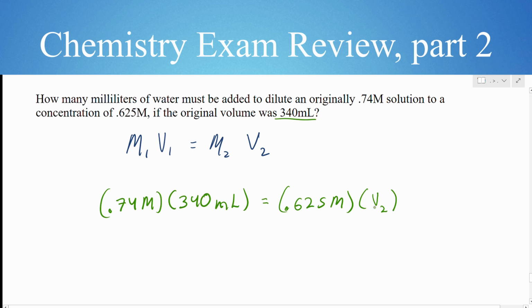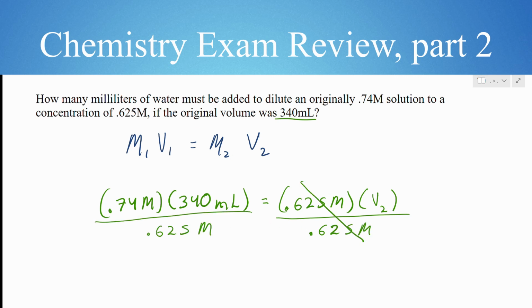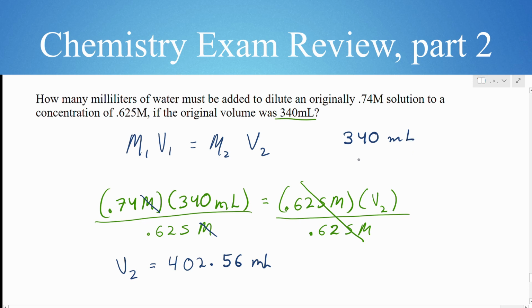Now to get V2 by itself, we're going to divide both sides by 0.625 M. It will cancel out on this side, and on the left side, we will have the molarity unit cancel out, leaving us with milliliters. This gives 402.56 milliliters for V2. So V2 is the ending volume. Okay, so at first we had an initial volume of 340 mL, and then we had a final volume of 402.56 mL.